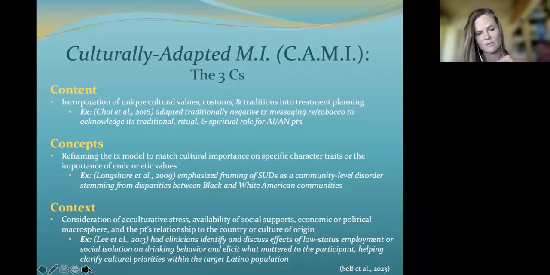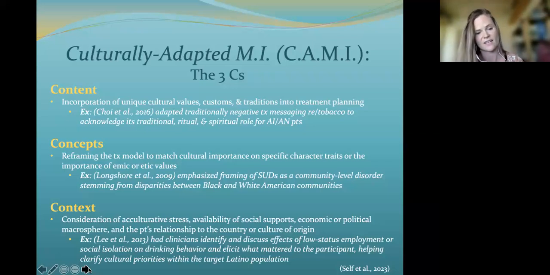Concepts, which is about reframing the treatment model to match the cultural importance of either specific character traits or their cultural importance in terms of emic or etic values, emic meaning within culture, etic from without. An example here, and this actually relates really nicely to Dr. Godomsky's recent presentation about policy and structural factors that affect substance use disorders, was about emphasizing the framing of substance use disorders as a community level rather than an individual disorder, specifically that stemmed from disparities between Black and white American communities. So much less individualistic and pathologizing and taking a much larger epidemiological, sociological lens there.